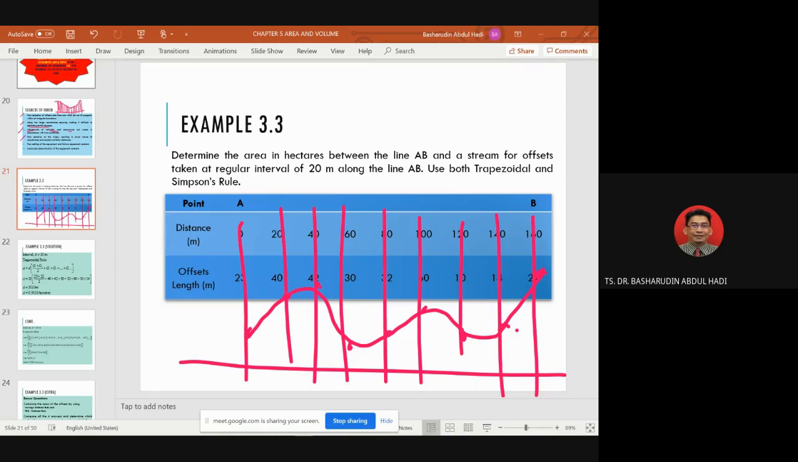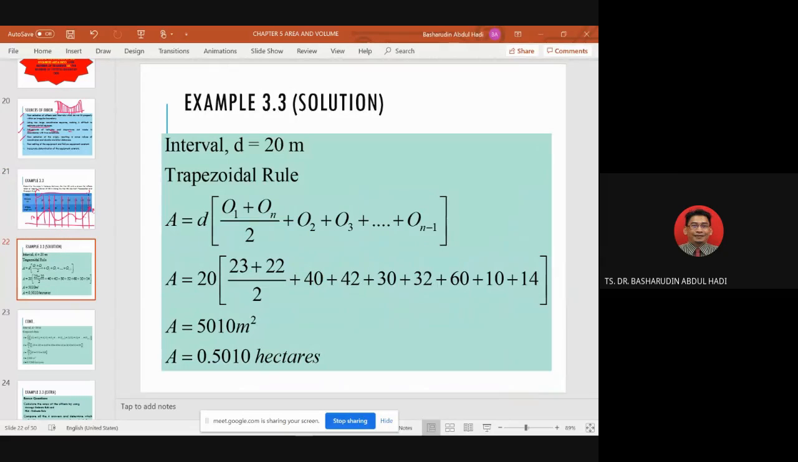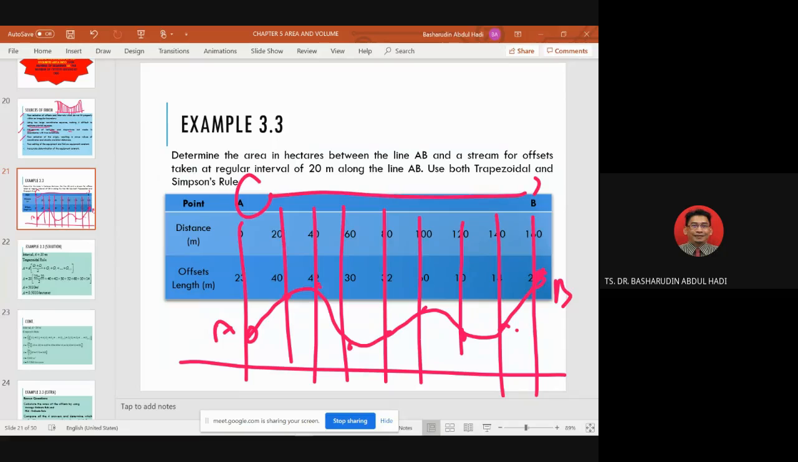So the question is to determine the area in hectares between the line A to B, going from A to B, and a stream, with offsets taken at regular intervals of 20 meters along the line AB. Use both trapezoid and Simpson rules. Okay, that is the question.